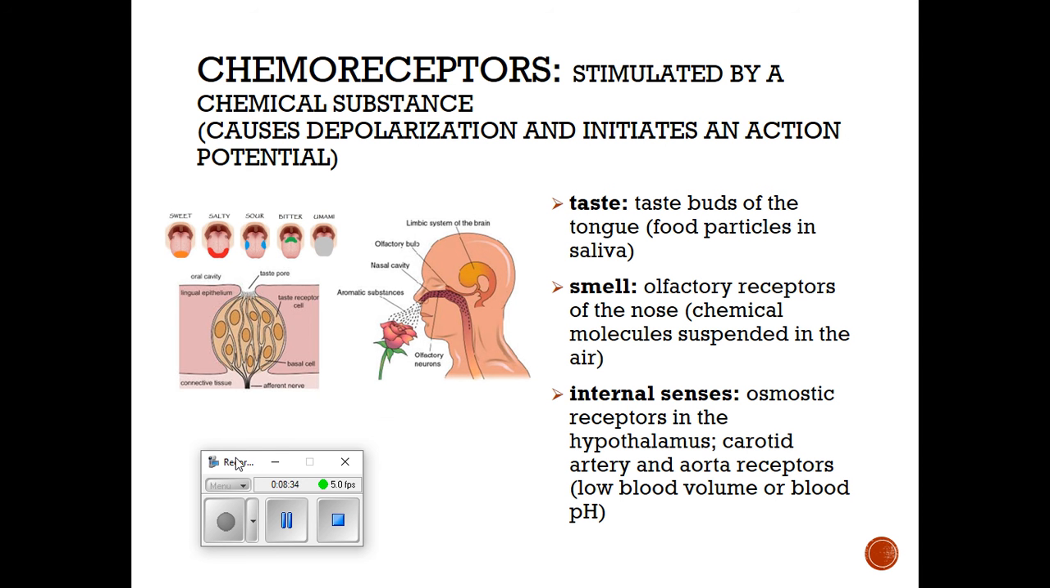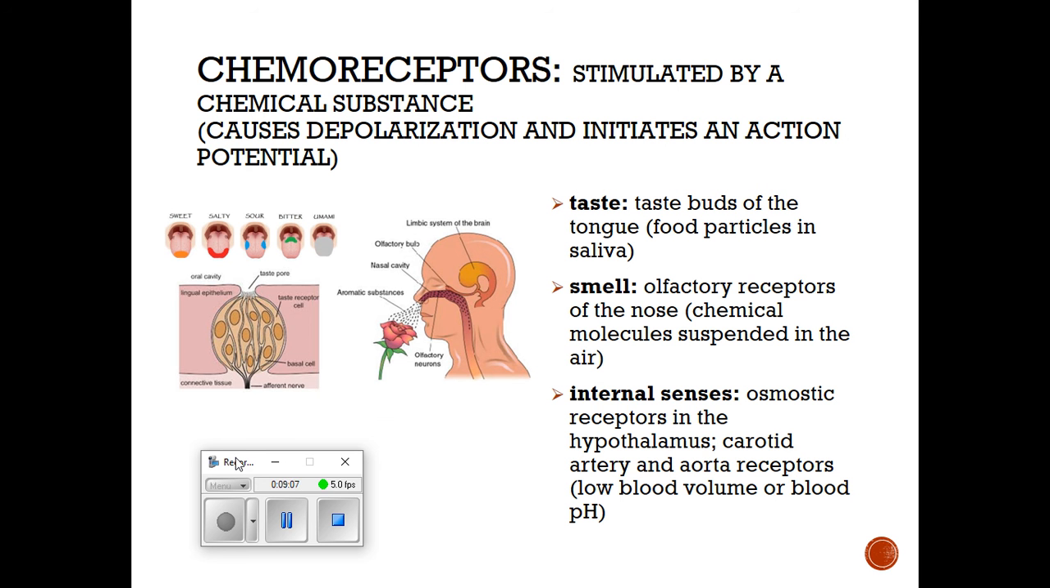Smell is another sense that uses chemoreceptors. So the sense of smell is called olfaction, which is why they're called olfactory receptors. You have these in your nose, like this person is showing here. Chemical molecules get suspended in the air, and so when one of those molecules attaches to the olfactory receptor in your nose, same thing will happen. Will initiate an action potential in the nerve that's attached to that sensory receptor.